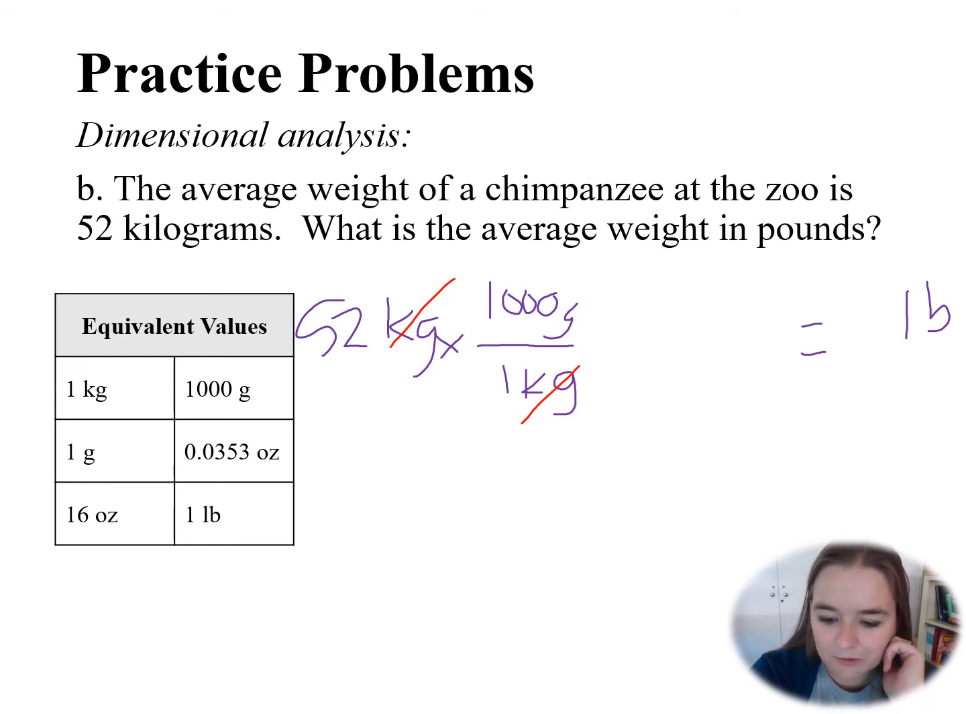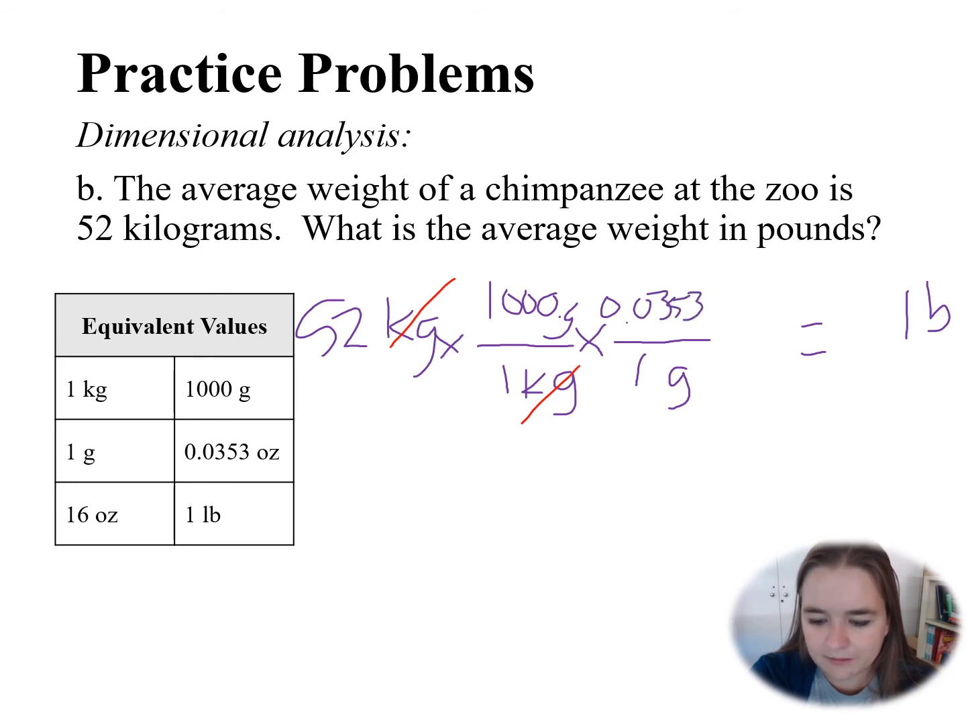But I want to keep going with my unit analysis here. Now I want to convert grams into ounces. That's my next conversion factor that I'm given. So again, I'm going to write my fraction. I know that I'm going to want the grams on the bottom because I have grams in my numerator on the last step. So I have 1 gram is equivalent to 0.0353 ounces.